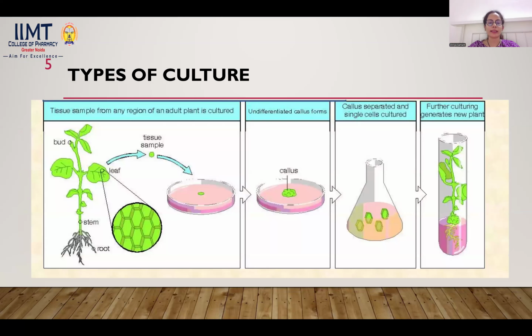Moving on to the next slide. In this, we can show in a pictorial way how we do the culture. So for example, here we are taking the tissue sample from the leaf.